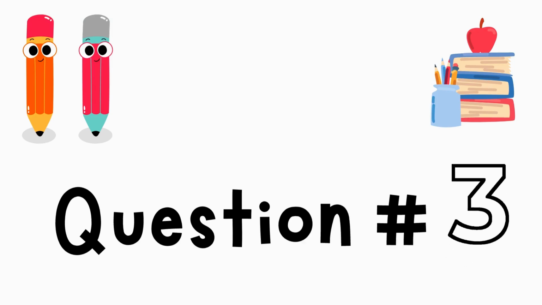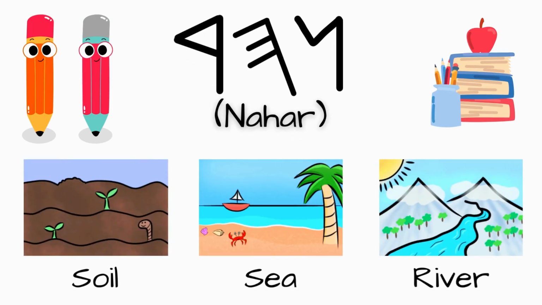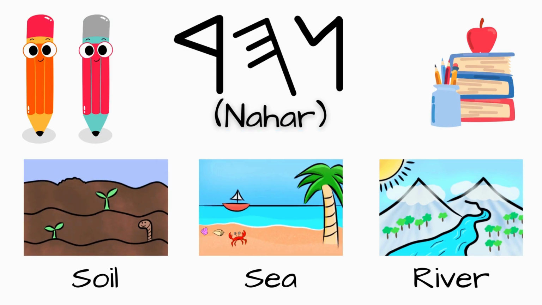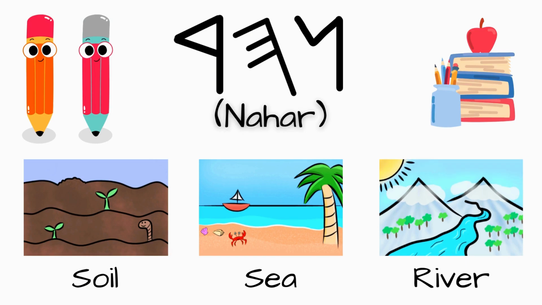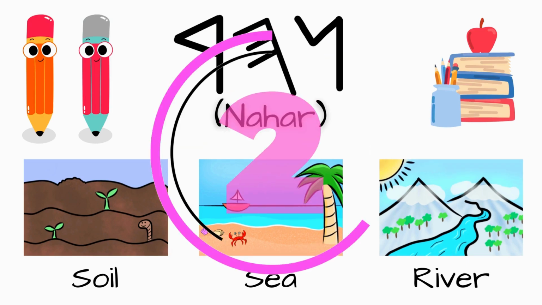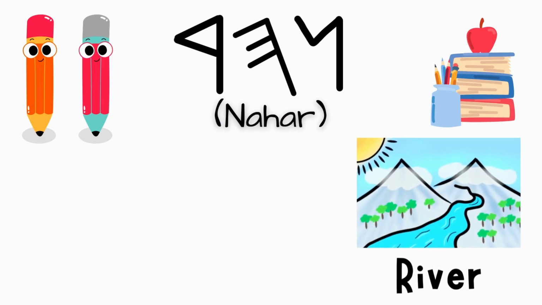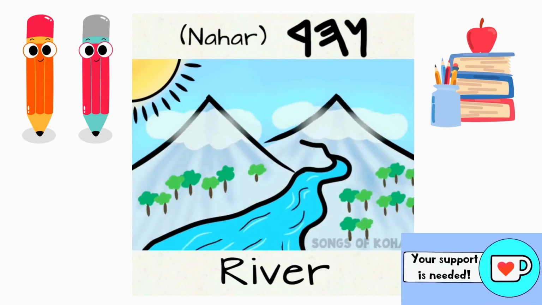The next word is nahar. Does nahar mean soil, sea, or river? The correct answer is river. Nahar. River.